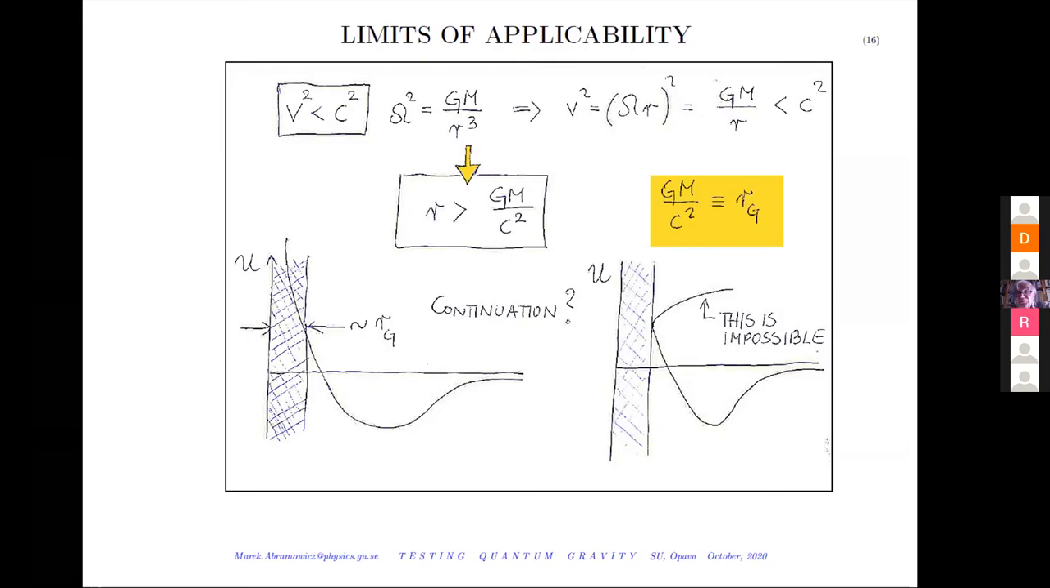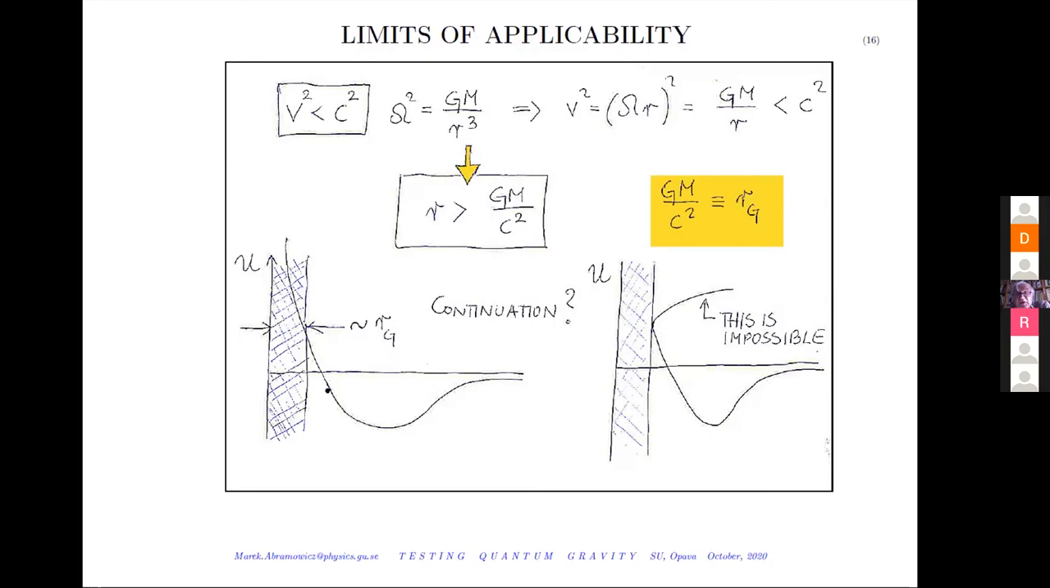light velocity squared, then we get this inequality that R for applicability of the Newton theory should be greater than this quantity. And we, of course, call this quantity the gravitational radius. So if we are considering a region which is closer to the gravity center than Rg, then we cannot apply Newton's theory, because then orbital velocities would be greater than the velocity of light. So, the effective potential, and here is this region Rg.